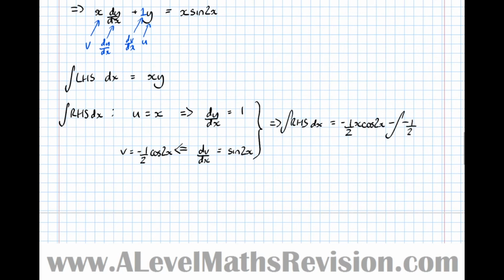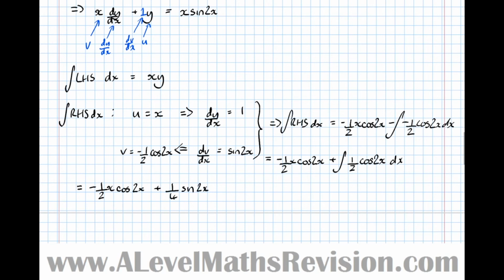So the integral of minus 1/2 cos of 2x dx equals minus 1/2 x cos of 2x, double minus makes a plus, the integral of 1/2 cos 2x dx, which is equal to minus 1/2 x cos 2x, and the integral of that is 1/4 sine 2x, so plus 1/4 sine 2x. So we've got the integral of the left hand side and the right hand side.